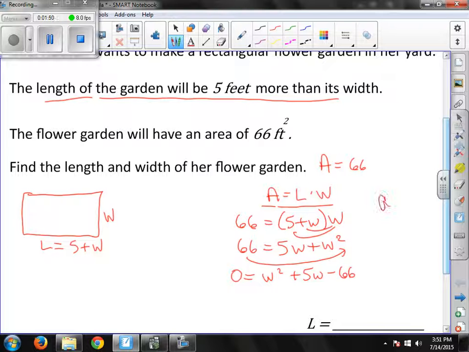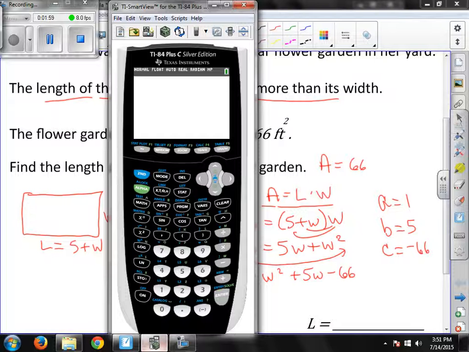Now A is 1, B is 5, and C is negative 66. We can use our quad program. So program quad, enter. A is 1, B is 5, C is negative 66. Okay, so my W is 6 and negative 11.